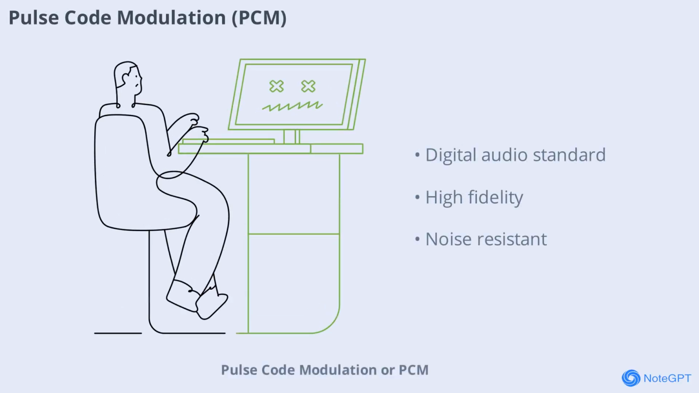Pulse code modulation, or PCM, is a method used to digitally represent analog signals. In PCM, the amplitude of the analog signal is sampled at regular intervals and then quantized into a series of binary numbers. This technique is the standard for digital audio in computers, CDs, and telecommunication systems. PCM provides high fidelity and is resistant to noise, making it ideal for high-quality audio transmission.